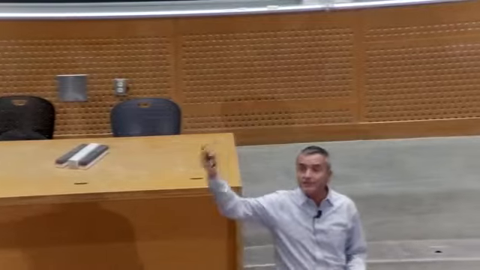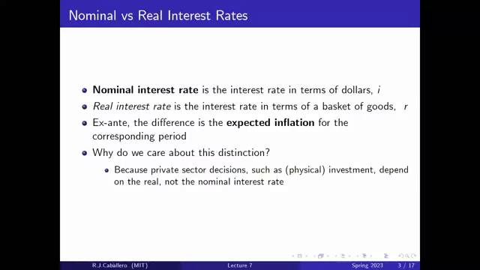So if you buy $100 in bonds today, and the nominal interest rate is 10%, you receive $10 of interest payments 1 year from now. $10 of interest payment, okay? A real interest rate is the interest rate in terms of a basket of goods, okay?